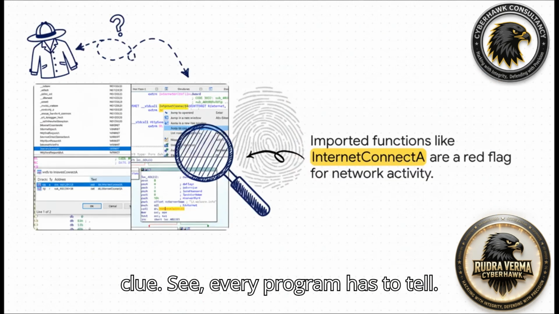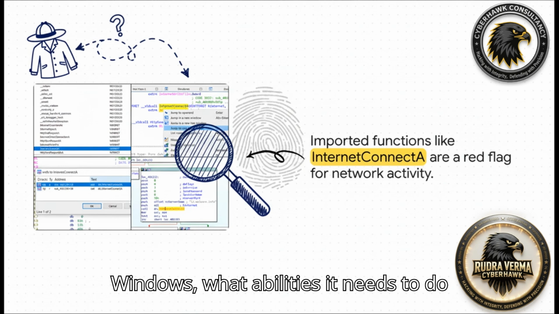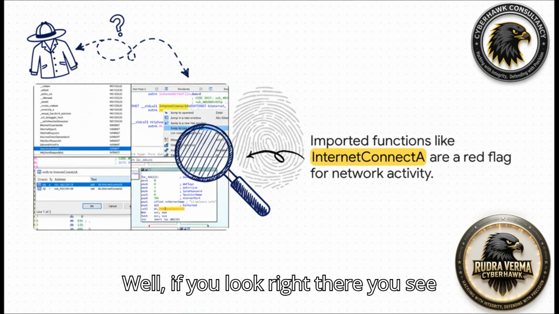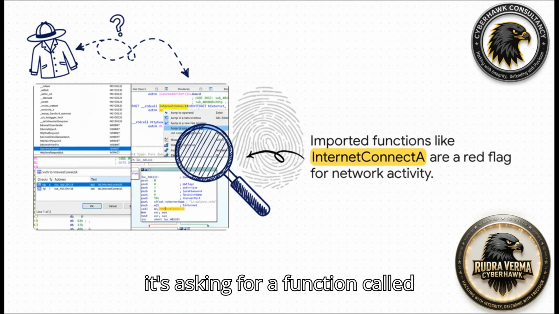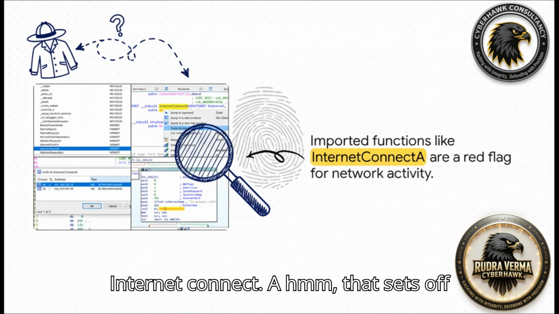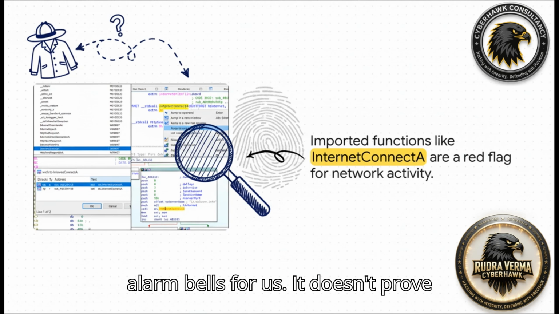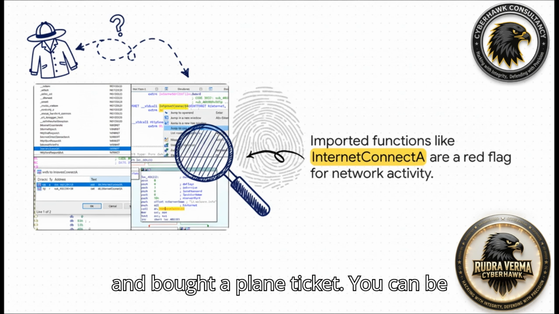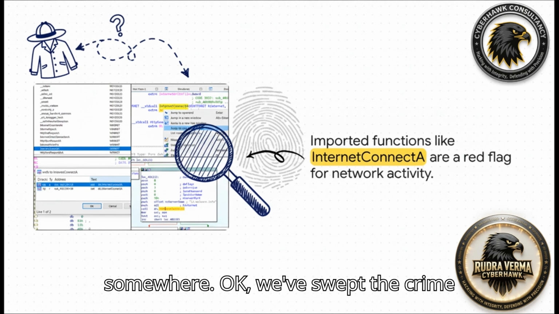See, every program has to tell Windows what abilities it needs to do its job. It imports these functions. Well, if you look right there, you see it's asking for a function called InternetConnectA. That sets off alarm bells for us. It doesn't prove anything yet, but it's like finding a suspect who's already packed a suitcase and bought a plane ticket. You can be pretty sure they're planning on going somewhere.